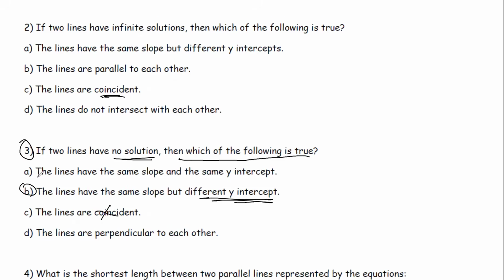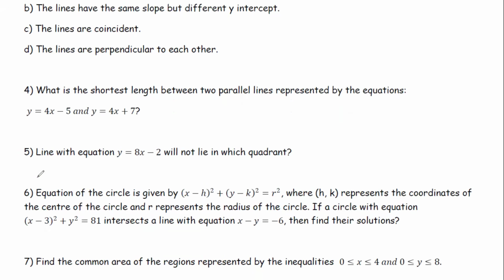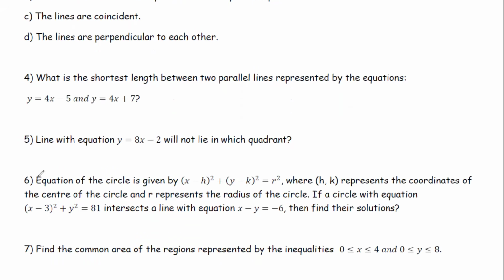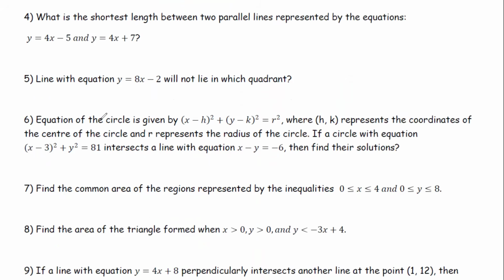Fourth one. What is the shortest length between two parallel lines represented by the equations? So this is the perpendicular distance one. So I want to discuss this in detail because what if you forgot the formula? And then how do you get it? So I'm going to solve it without the formula and with the formula. So first I'll do it with the formula.